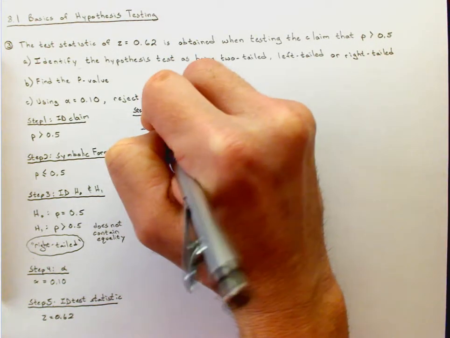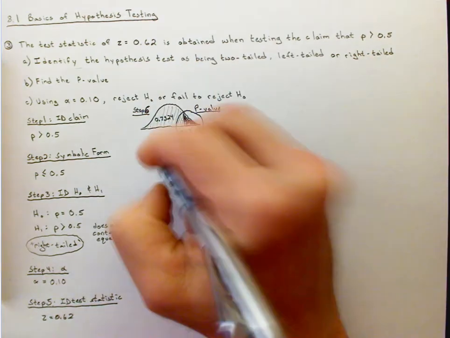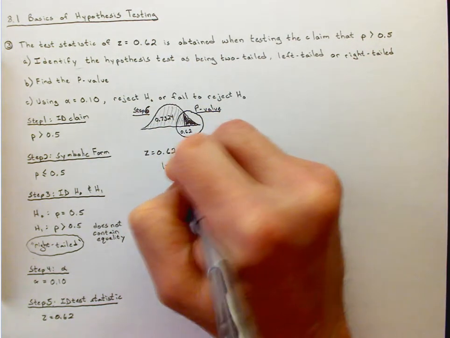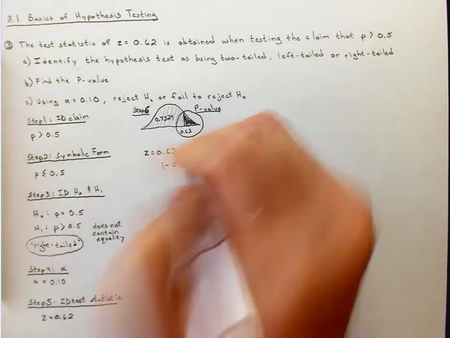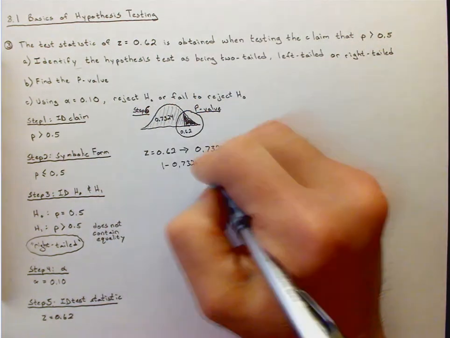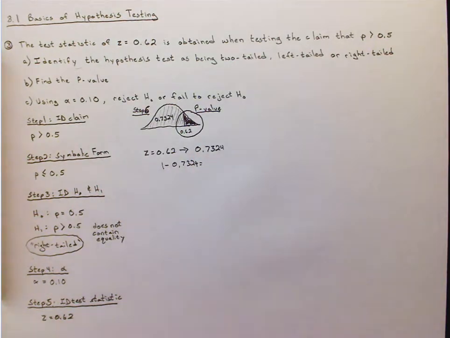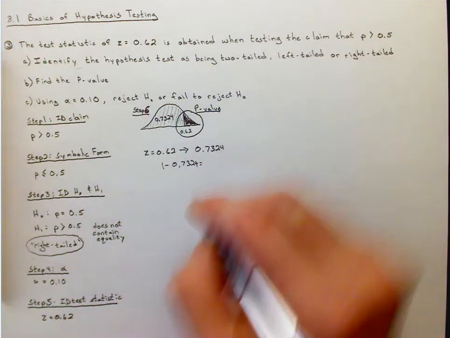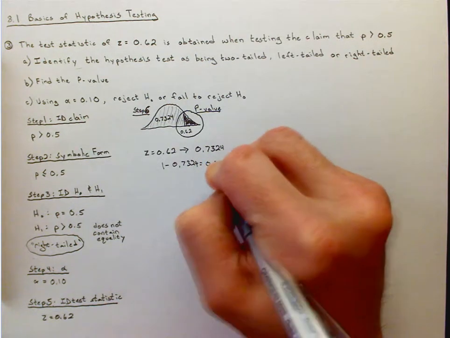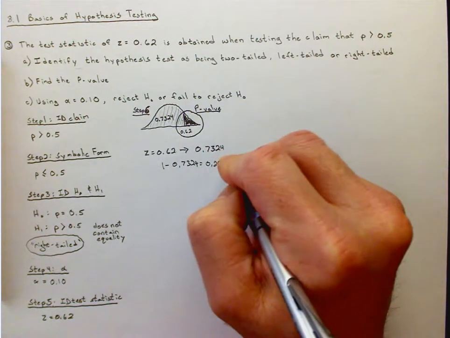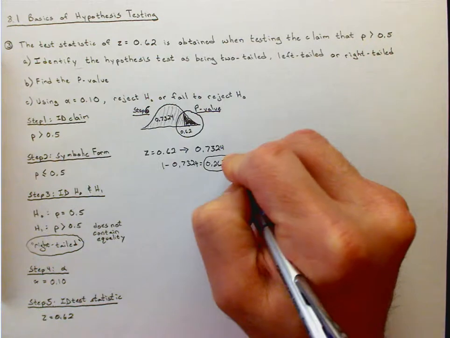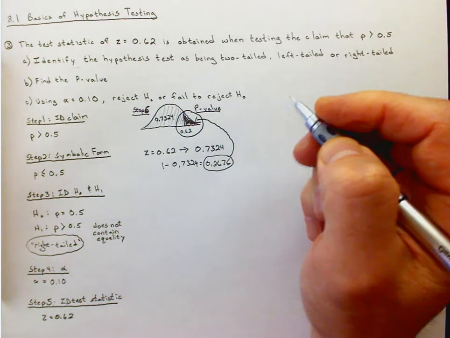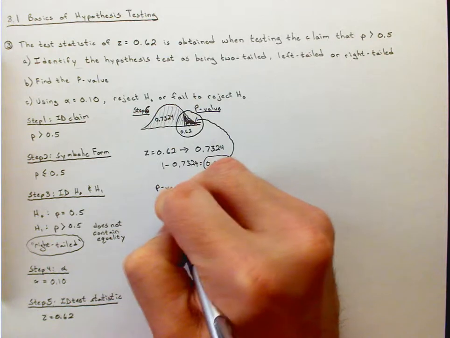That is this, 0.7324. So what I need to do is say 1 minus 0.7324, which gives me, on the calculator, 0.2676. So 0.2676 is that area. This right here. This is the area inside of there. My p-value is that area.